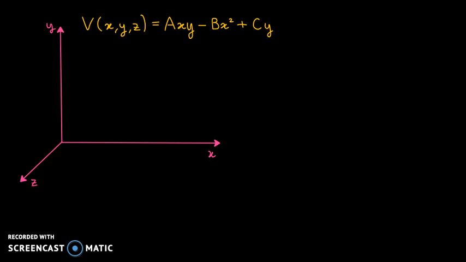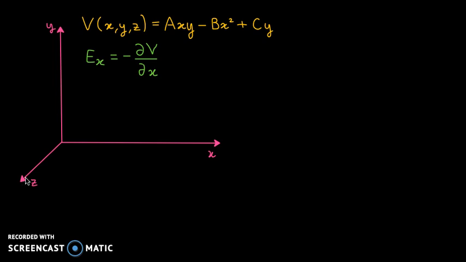In part A, we are calculating the components of the electric field vector in this region of space. Now, how do I go from electric potential to the electric field vector? I need to take partial derivatives, like so. The x component of the electric field vector is equal to the negative of the partial derivative of V with respect to x. So let's go ahead and take that partial derivative.